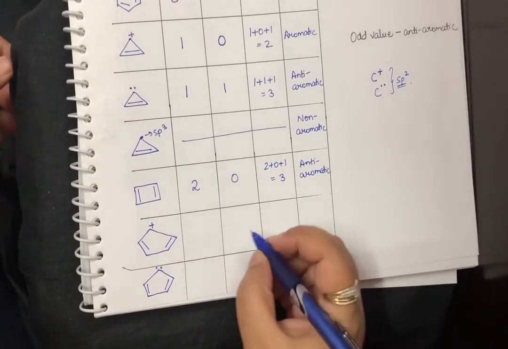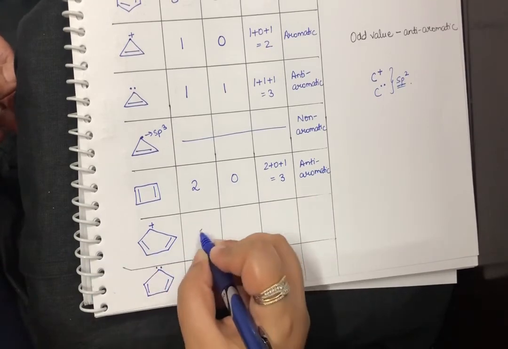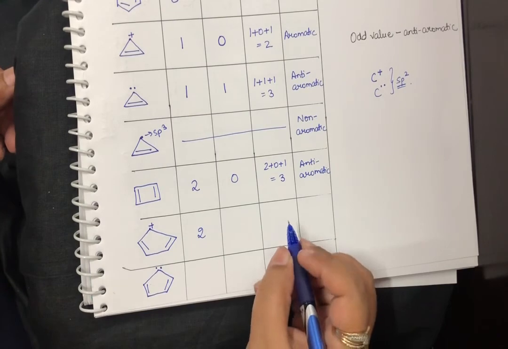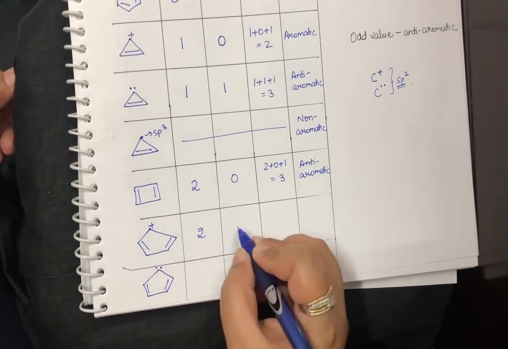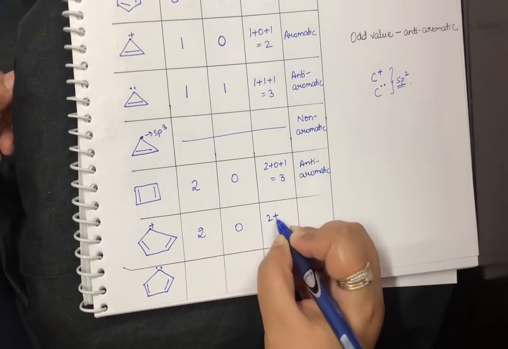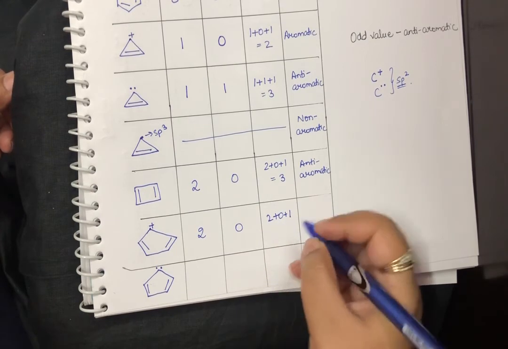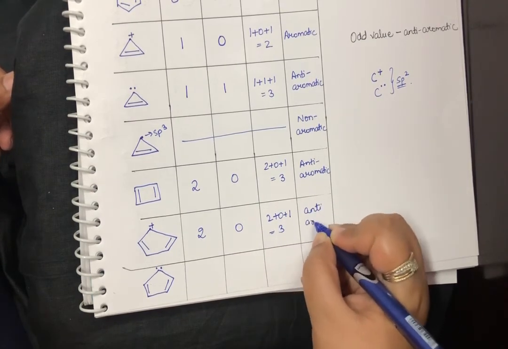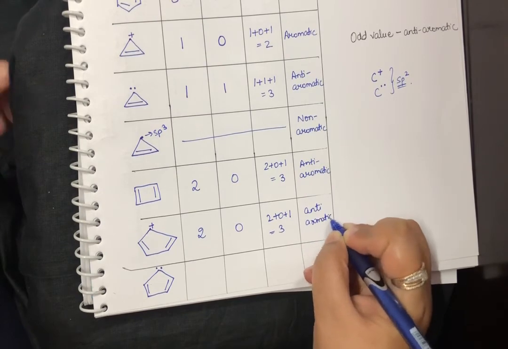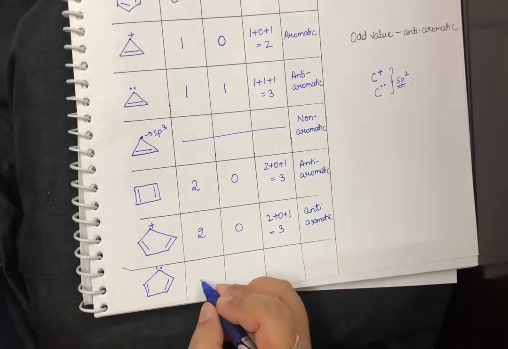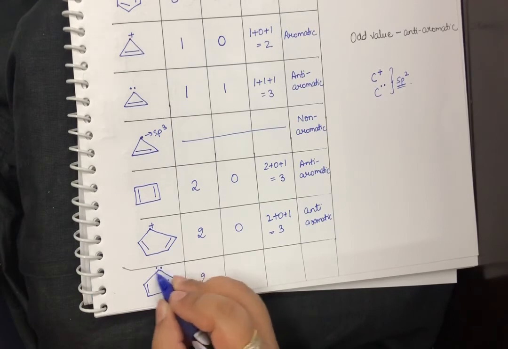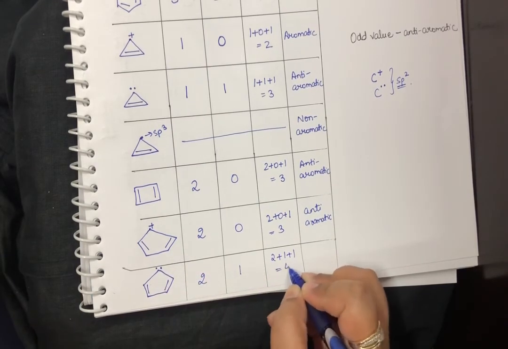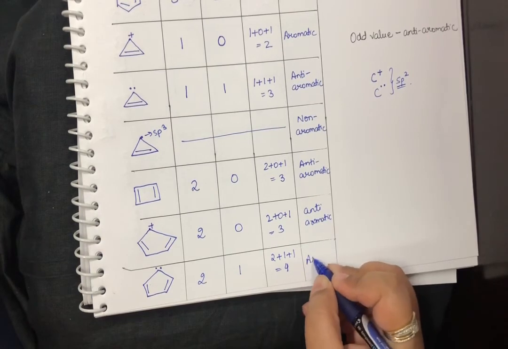Now if I talk about this, how many are there? There are 2, but this carbon is also sp2, so it is not non-aromatic. And when I talk about this, this is 0, so this is 2 plus 0 plus 1, which is 3, and it is again anti-aromatic. Now when I talk about this, this is 2. The electron pairs outside is 1. So it is 2 plus 1 plus 1, which is 4. So it is aromatic.